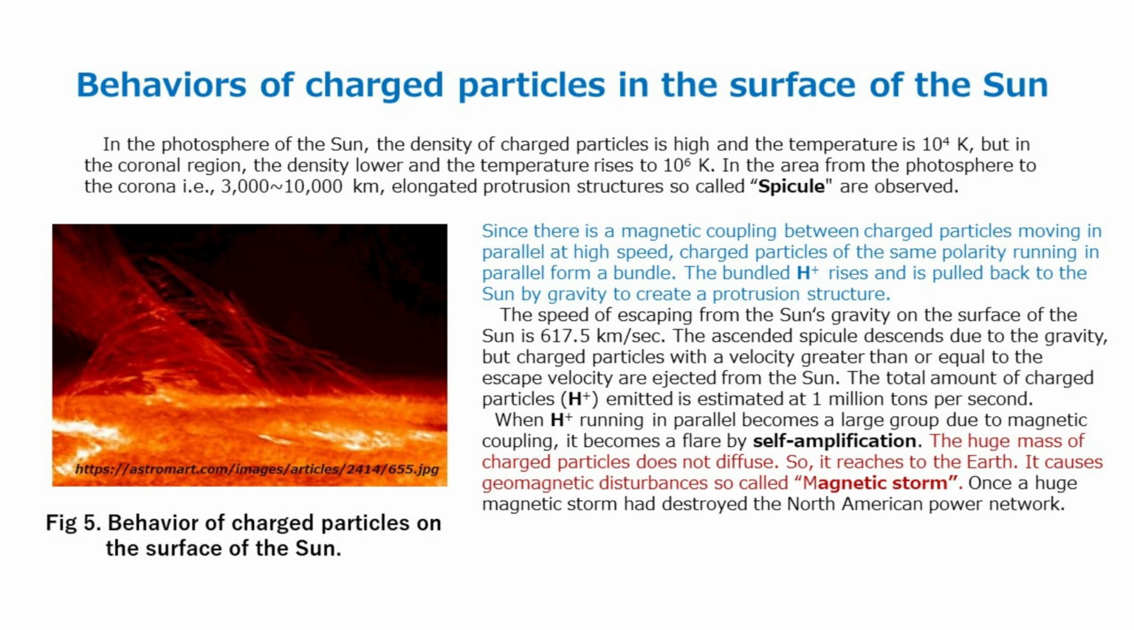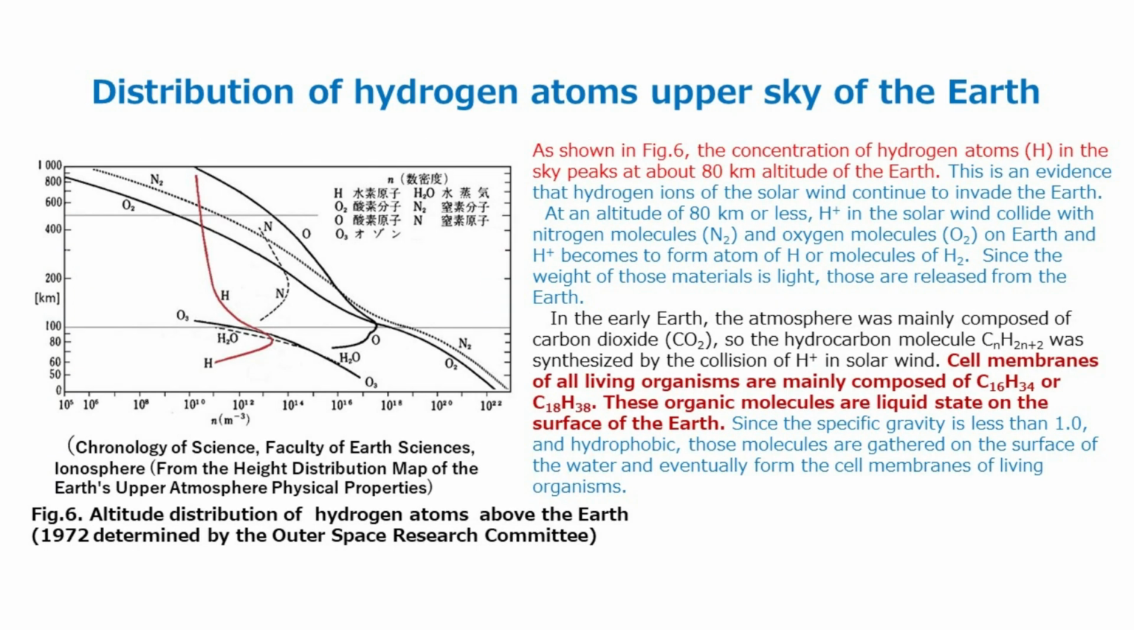Once a huge magnetic storm had destroyed the North American power network. Distribution of hydrogen atoms in the upper sky of the Earth. As shown in Figure 0.6, the concentration of hydrogen atoms H in the sky peaks at about 80 km altitude of the Earth. This is evidence that hydrogen ions of the solar wind continue to invade the Earth.